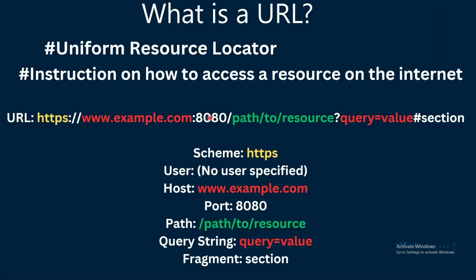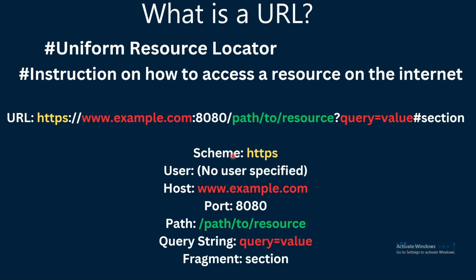Now let's talk about URL in short. URL basically means Uniform Resource Locator. It gives instructions on how to access a resource on the internet. You need to tell the browser how and where to access resources. This is where the URL helps. Here you can see a URL. It's divided into various parts. This is how a URL basically looks, and these are the various parts of it. I will give you an overview of these parts.